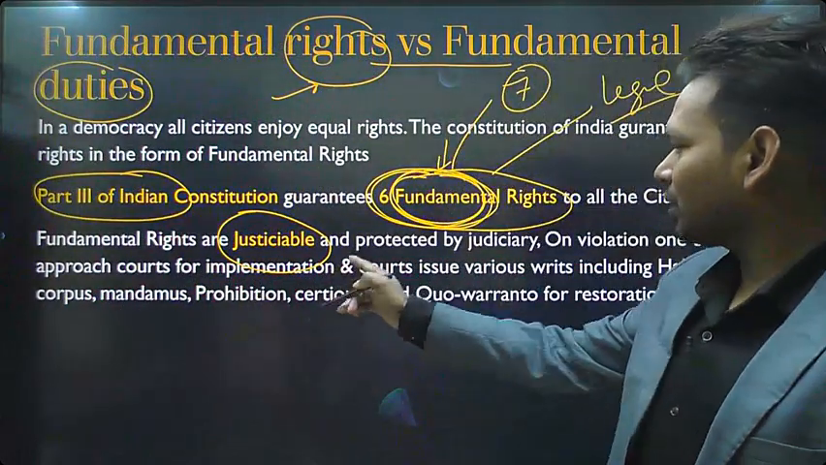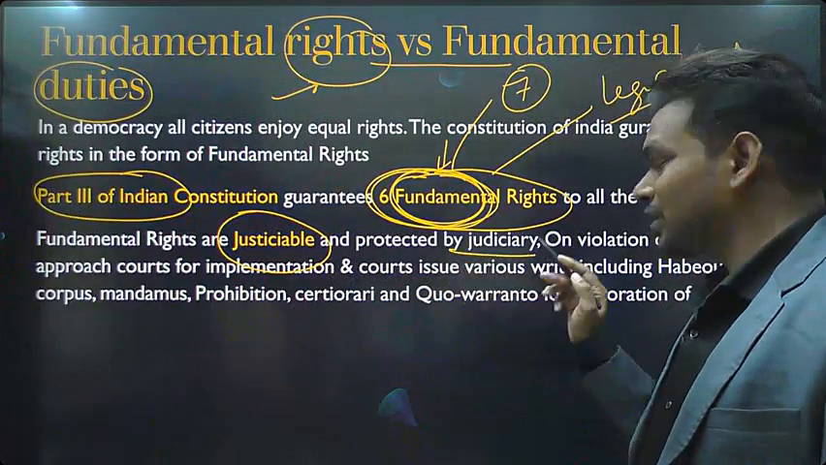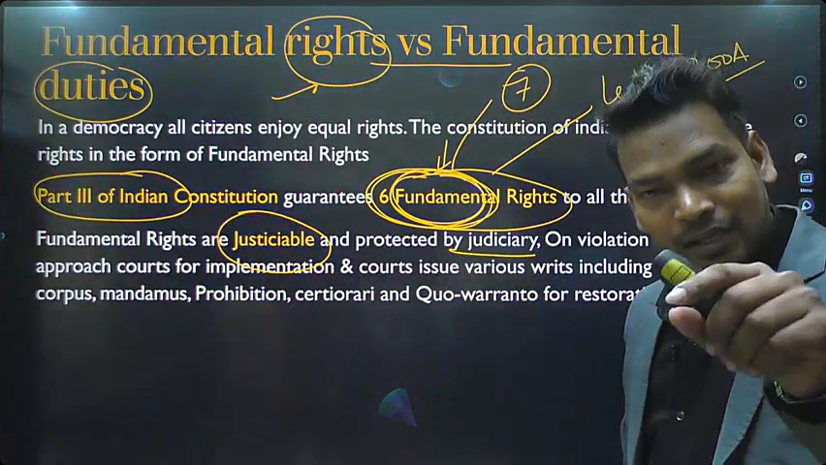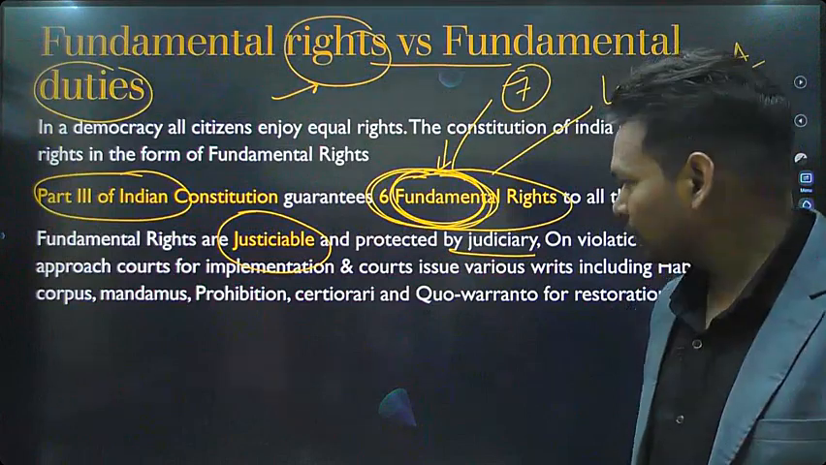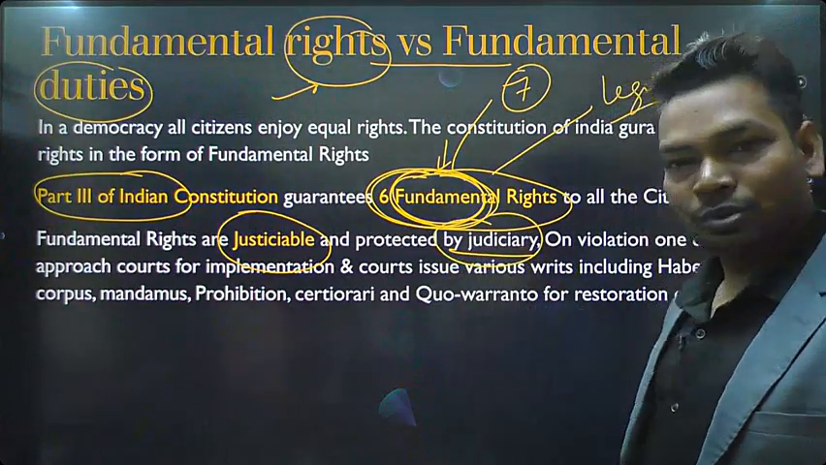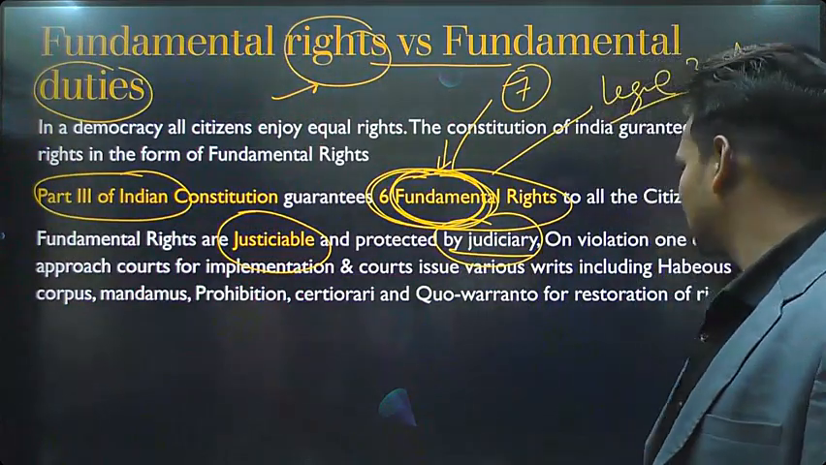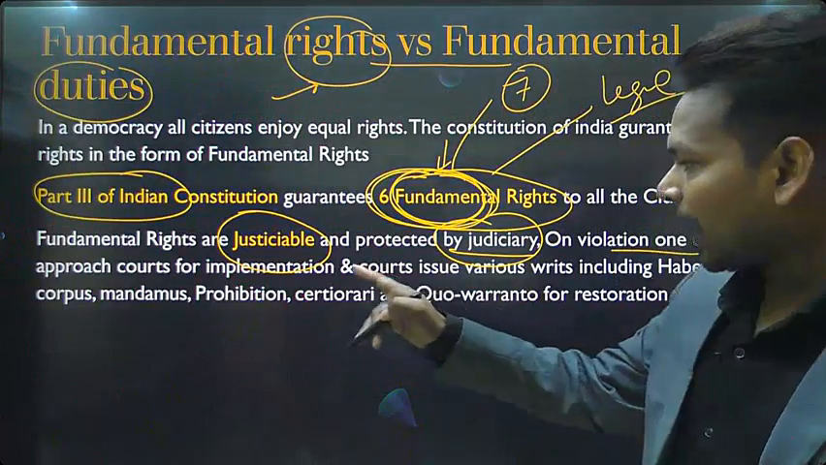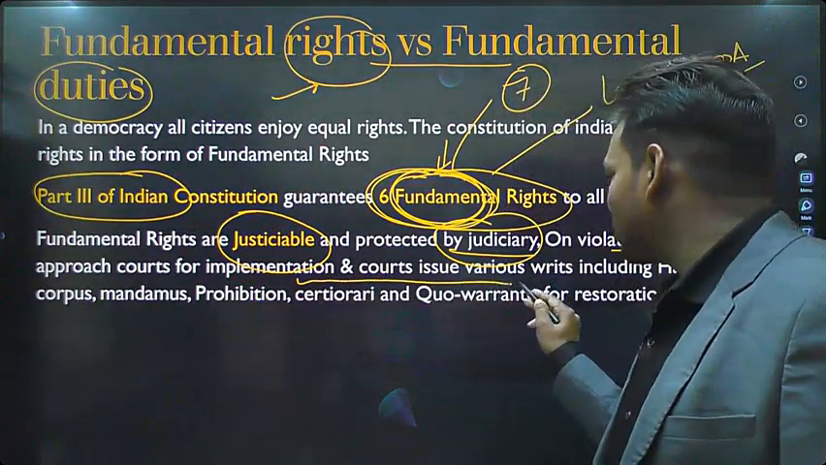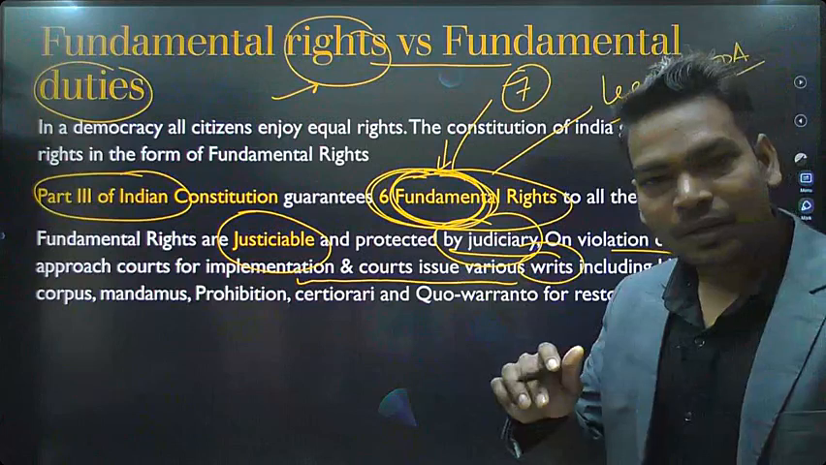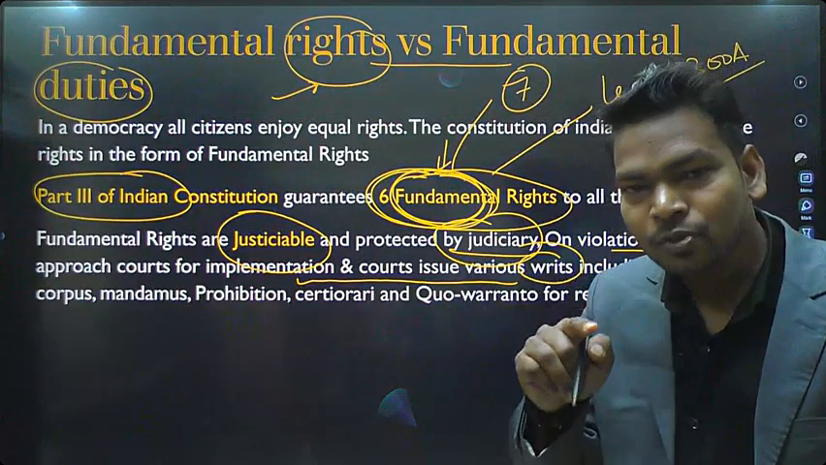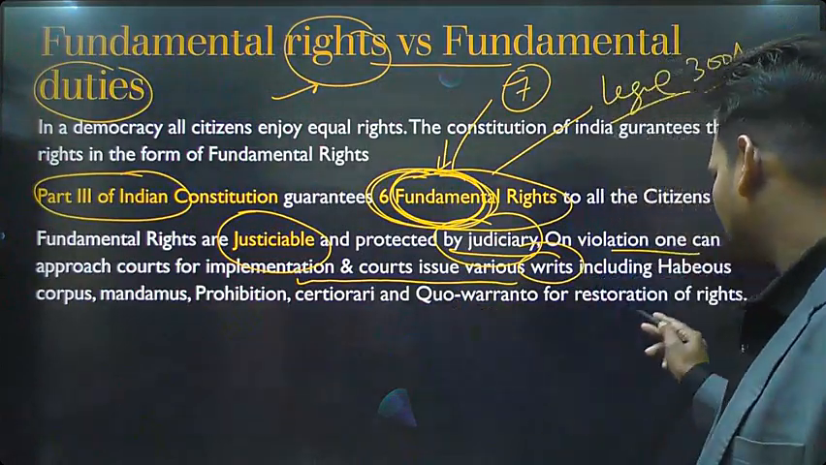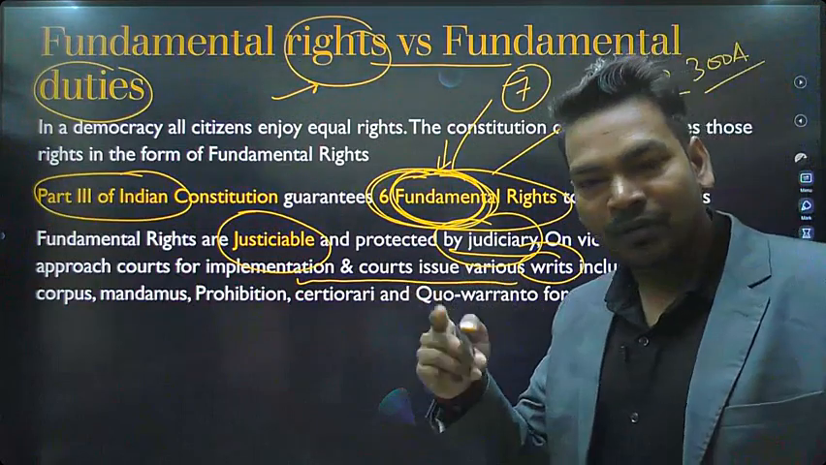So fundamental rights are justiciable and protected by the judiciary. Why? If either the government or an individual violates them, you can approach the judiciary. On violation, one can approach the court for implementation. Courts issue various writs. Writs are basically orders issued by the courts, including habeas corpus. What are the different orders?